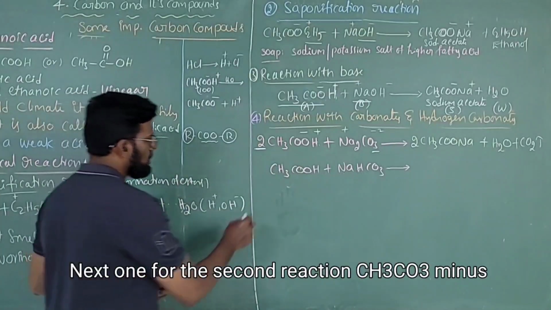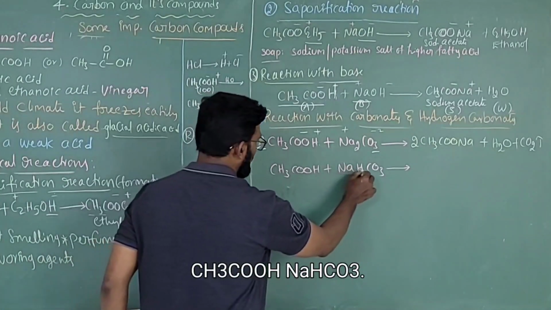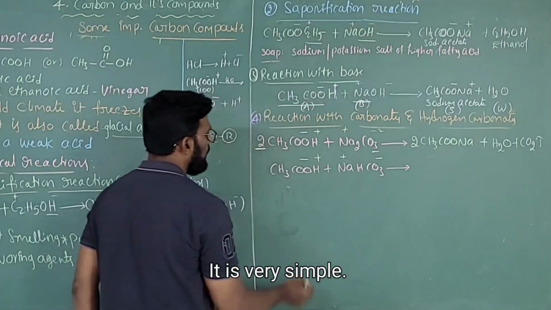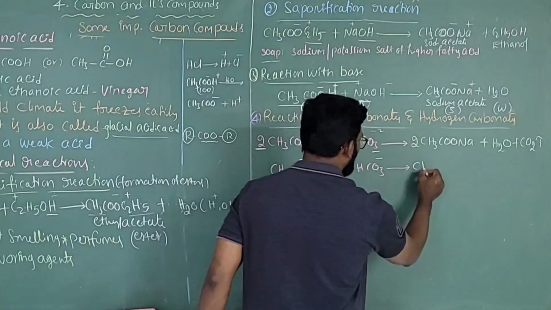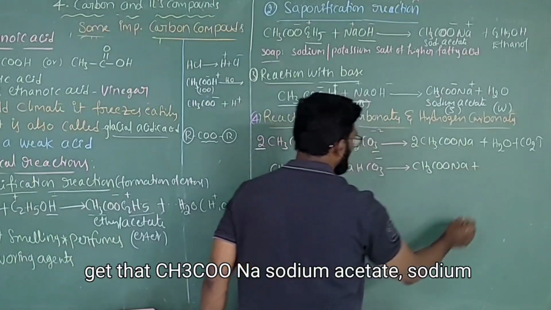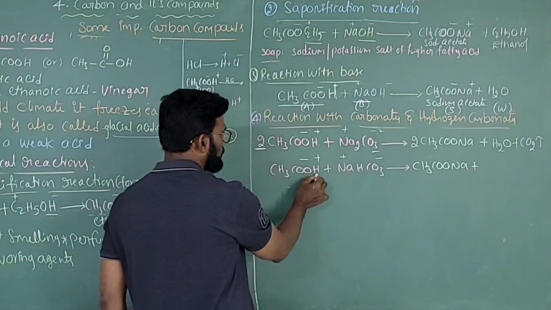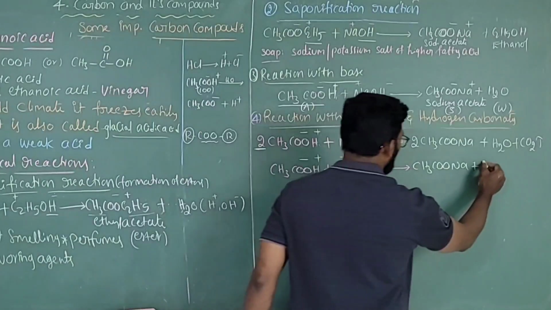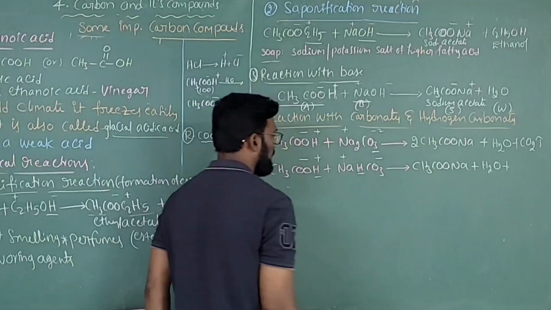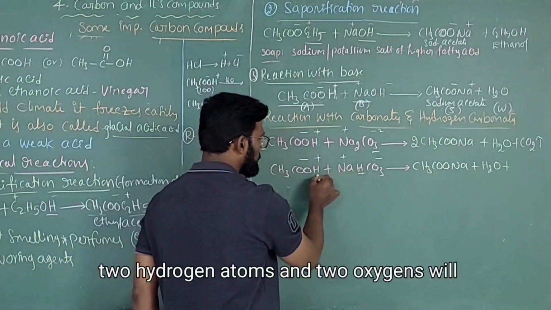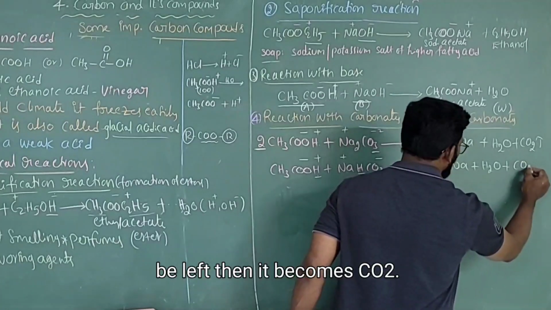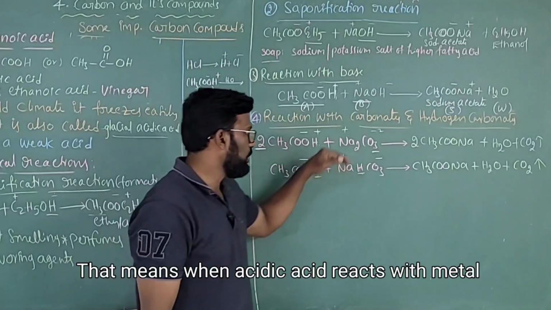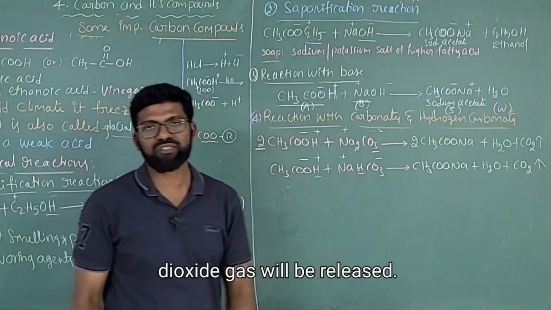Next come to the second reaction, CH3COOH with NaHCO3. CH3COO minus and H plus, and this is Na plus, HCO3 minus. It's very simple. CH3COO minus combines with Na plus and we get CH3COONa, sodium acetate. And what is left? 1 hydrogen here and 1 more hydrogen here, 2 hydrogens, and you take 1 oxygen from CO3, and 1 oxygen with 2 hydrogens becomes H2O, just like the previous reaction. And since 1 oxygen we have given to the 2 hydrogen atoms, 2 oxygens will be left, then it becomes CO2. Here also carbon dioxide gas will be released. That means when acetic acid reacts with metal carbonates or metal hydrogen carbonates, carbon dioxide gas will be released.